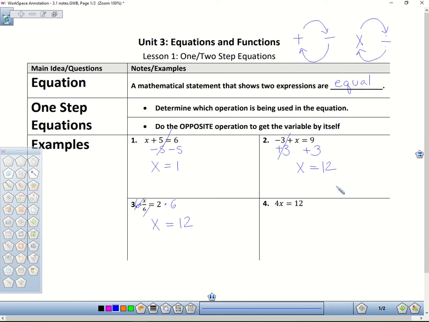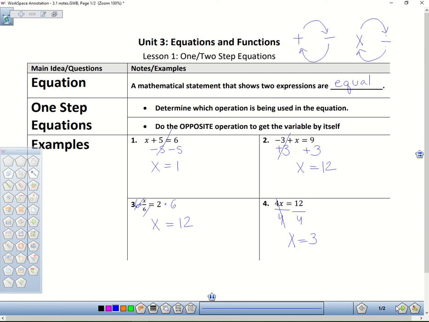What operation is indicated in math when you have a number and a variable next to each other? Good, multiplication. So to reverse multiplication, I do division. Divide both sides by 4, which gives me x equals 3. Okay? So that's that. Anybody have any questions before we do two-step equations?